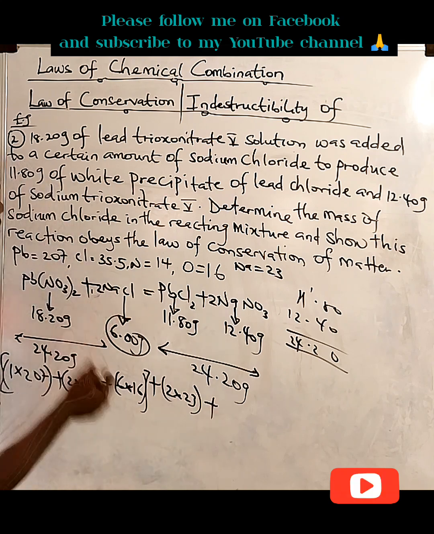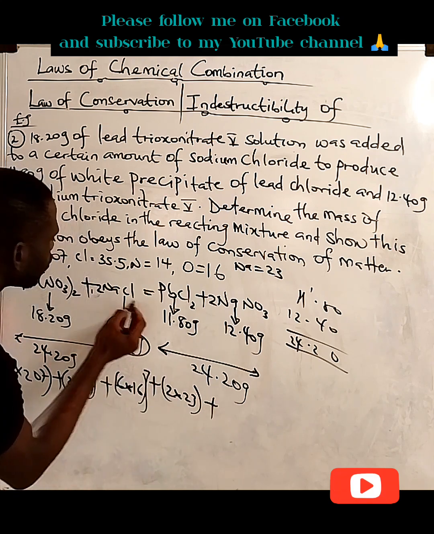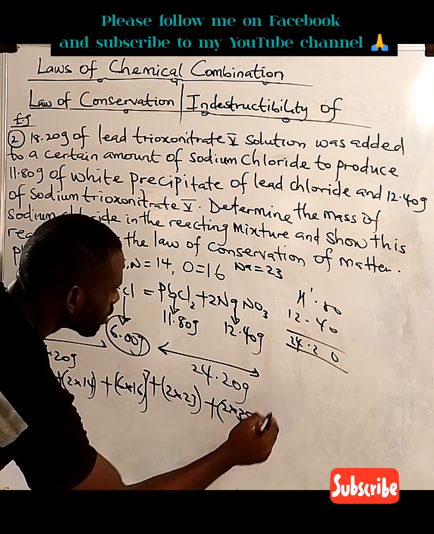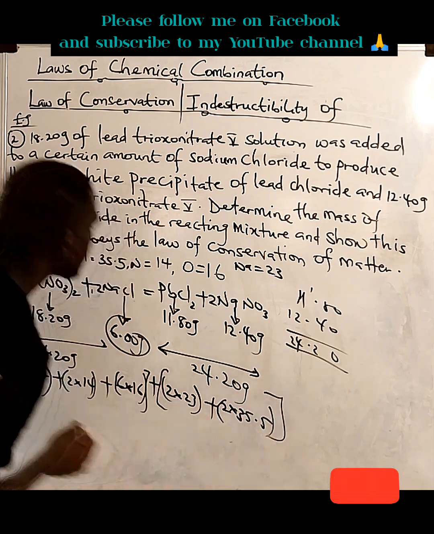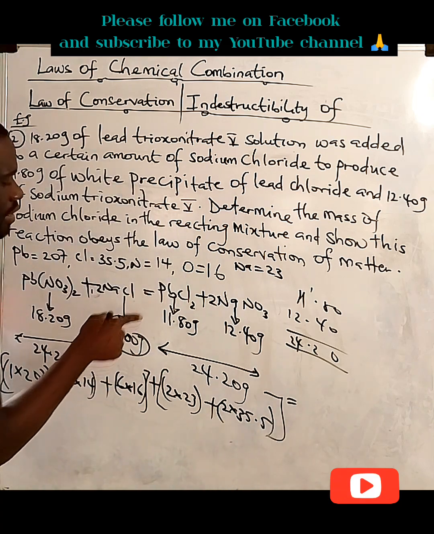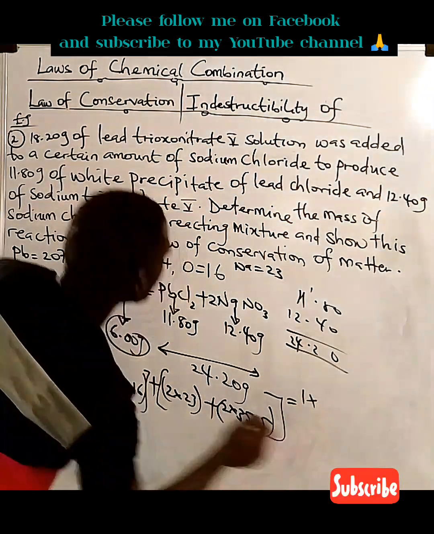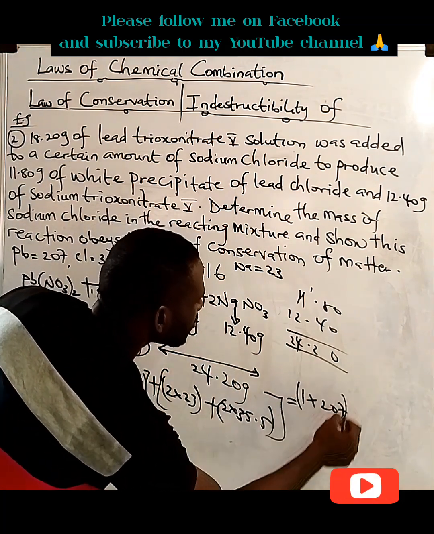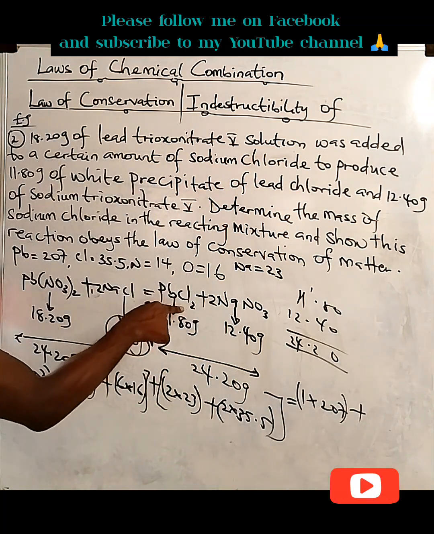Then plus chlorine is 2 also. 1 atom of chlorine times 2. So 2 times 35.5 for chlorine. So we're done with sodium chloride. So then on the other side, the product side, the lead is 1 times 207.